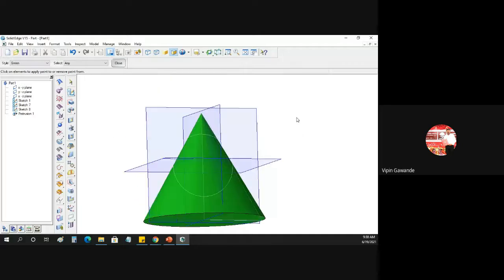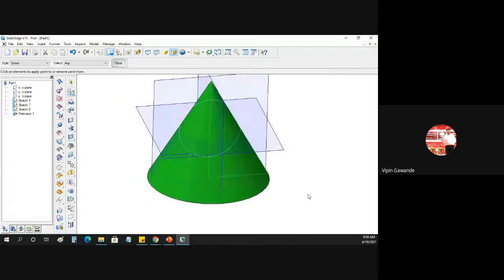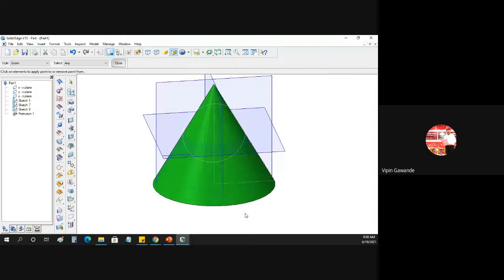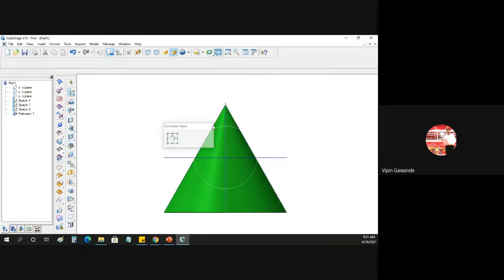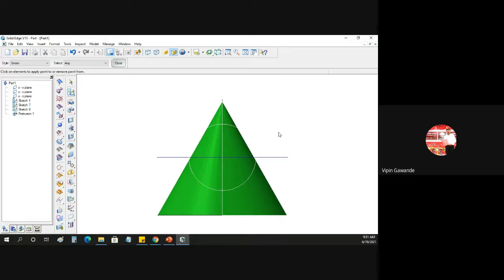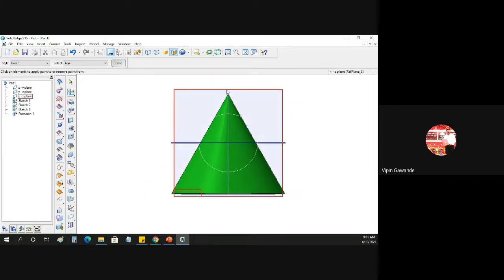Now I have told you we have to draw its two views, the front view and the top view. Just see my mouse direction. The observer is here. So what is the front view of this one? How does the cone look in front view? It looks like a triangle. So the front view of the cone is a triangle.